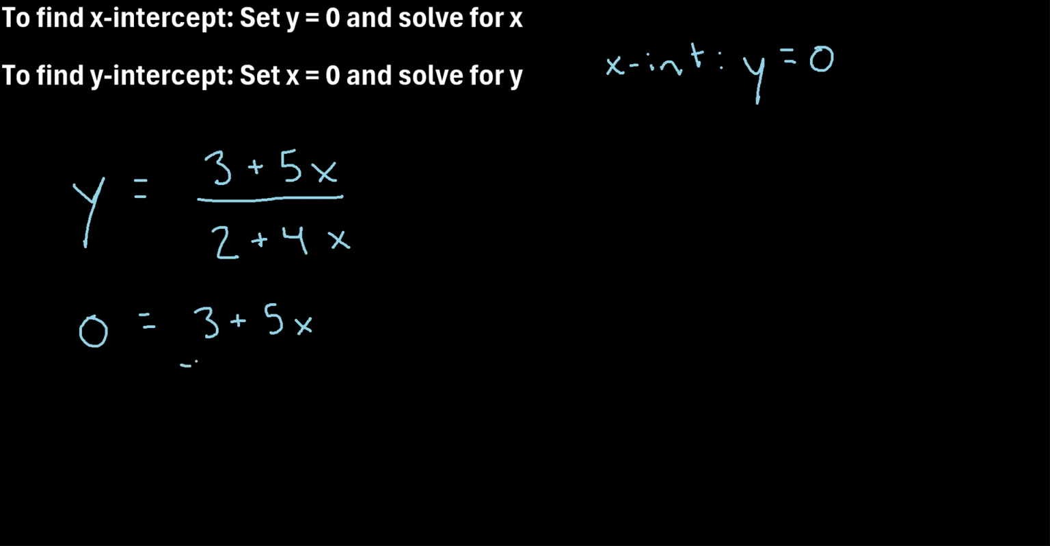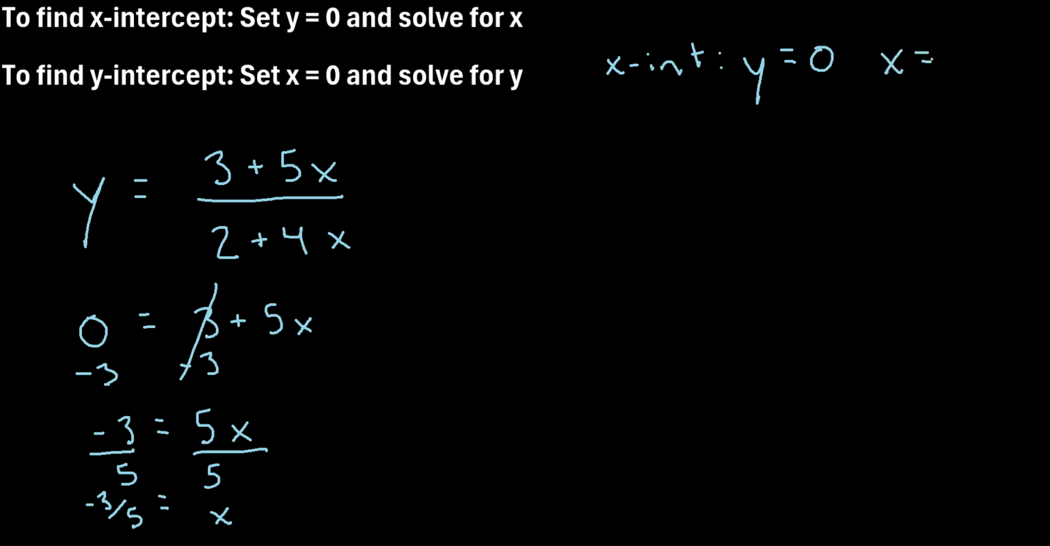So we can subtract a 3 from both sides. So we get negative 3 is equal to 5x. And to solve for x, we simply divide by 5. So we get x is equal to negative 3/5. So the x-intercept we can write as the coordinate pair negative 3/5, comma 0.